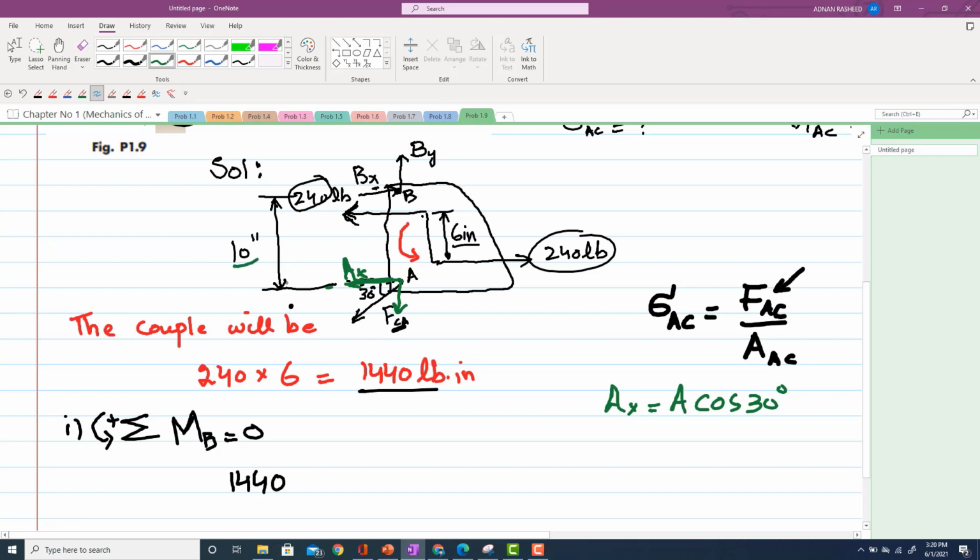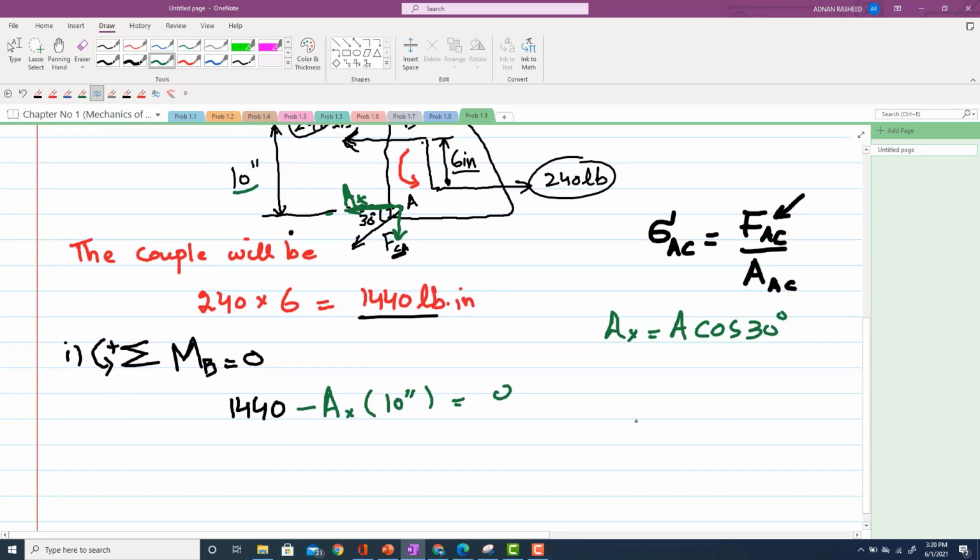It will also produce the couple in clockwise direction, because the force is over here. So that will be minus AX into perpendicular distance, that is 10 inch, is equal to 0. Let me solve it. As we know that AX is A cos of 30 degree is equal to 0.